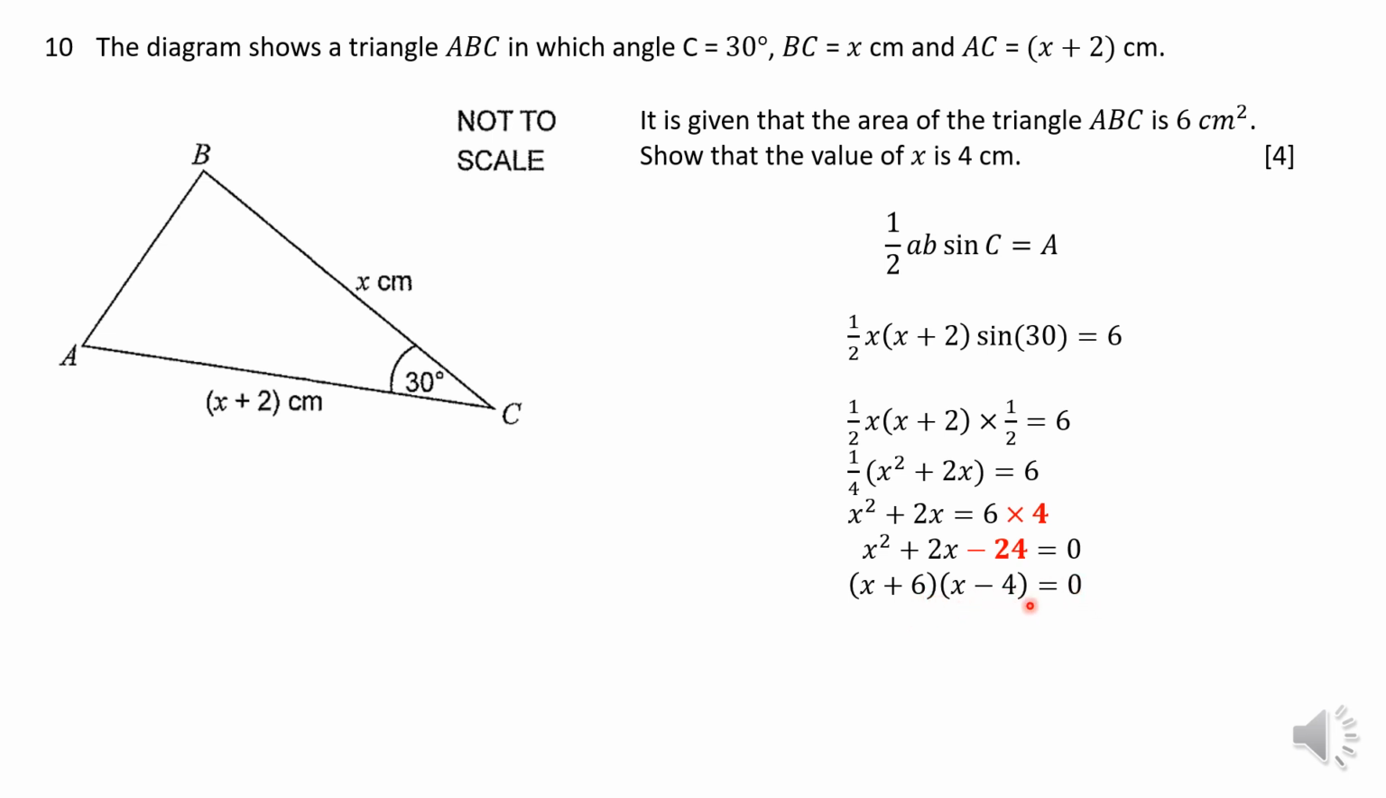If you multiply them and it equals 0, then it implies either one or the other is equal to 0. So my first answer will be x is equal to negative 6. This answer can't be considered because you can't have a negative distance. You put this here, it's not possible. So we're not going to consider this solution, but we're going to consider x equals 4. Hence, we have proven that it is equal to 4.